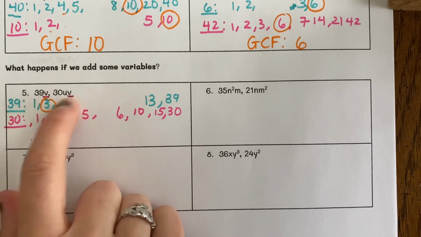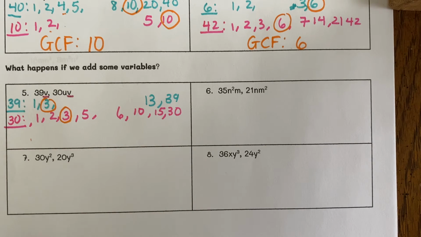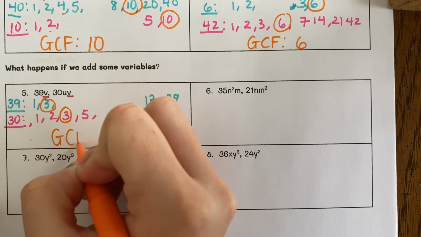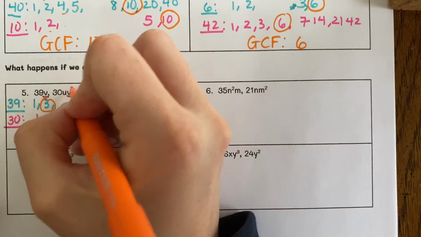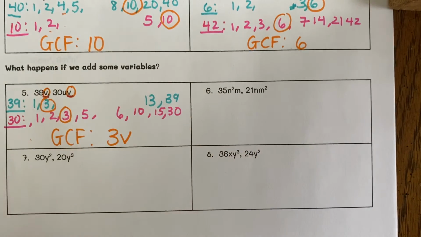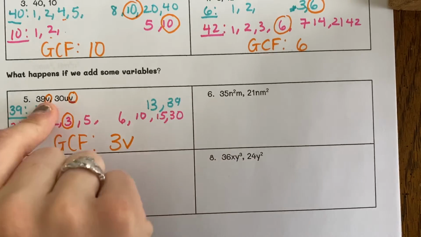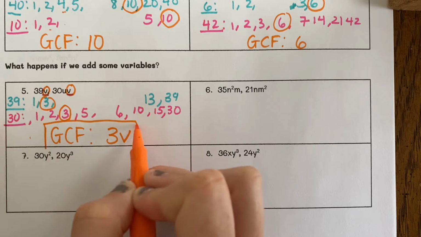So each one of these has a V. So we're gonna be able to factor out a V from each one. So my GCF in this example would be 3V because each number has a V involved. We can't take out a U because 39 does not have a U. So my GCF is going to be 3V.